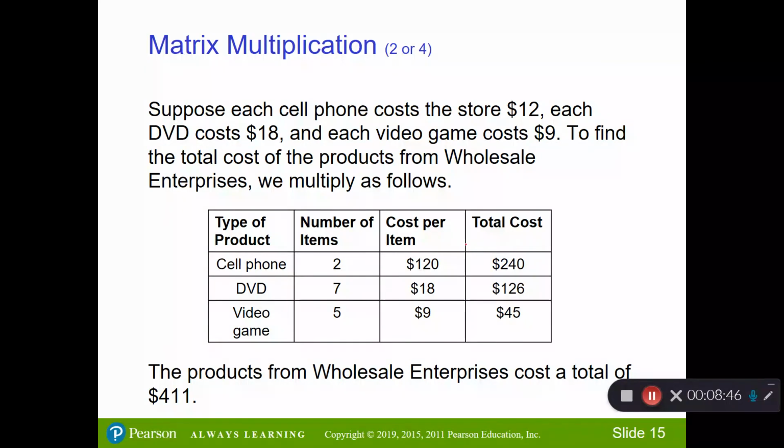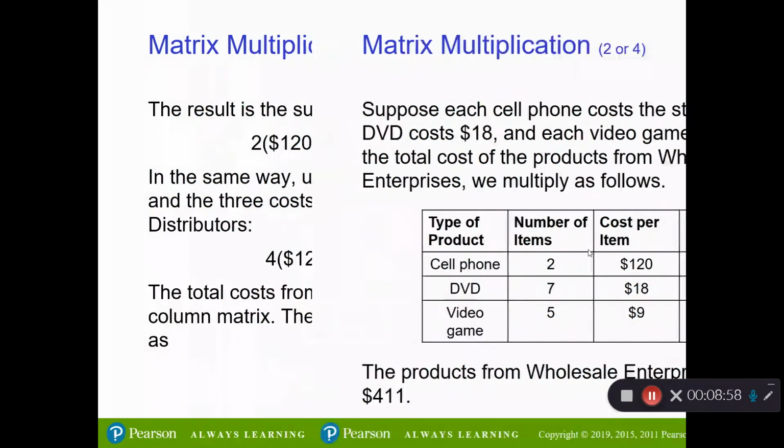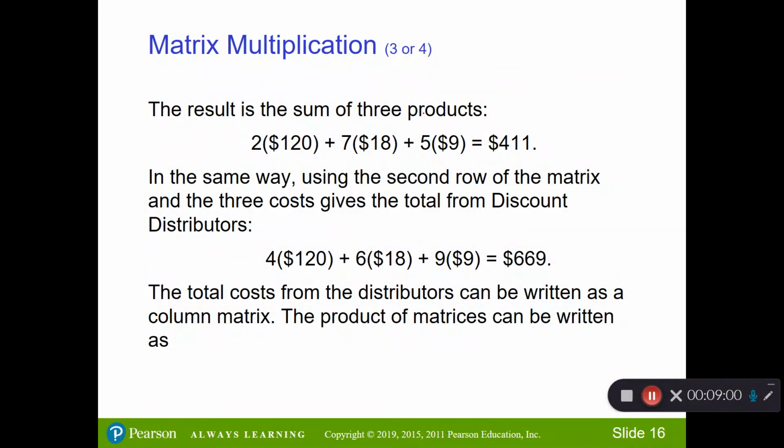You know, I hadn't noticed this before, but I have no idea why this says the cell phone's 120 and this says the cell phone's 12. I think they meant for this to be a 120 up there, because otherwise that wouldn't make any sense. Okay. So the result of these products is 2 times 1, like that.